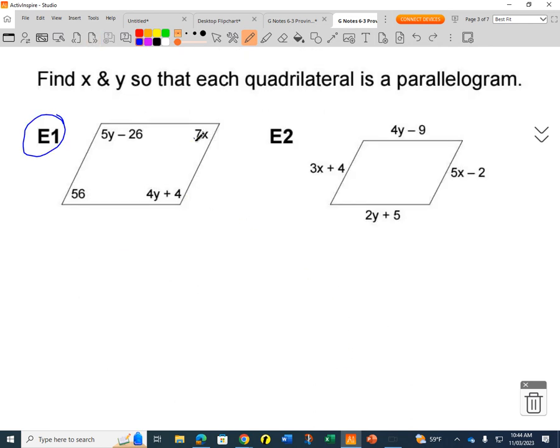So I know that 7x and 56 are opposite angles. The angle that has a measure of 7x and the angle that has a measure of 56, those are opposite angles. They do not share sides. So I know if this is a parallelogram, those measures are equal. So that is our first equation.